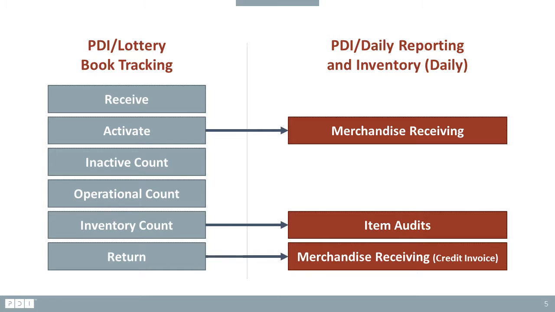The second process that usually happens in the course of the life cycle of a book is that it gets activated and put out for sale. At that stage of the process, the PDI Enterprise Lottery system has an ability to activate as well.